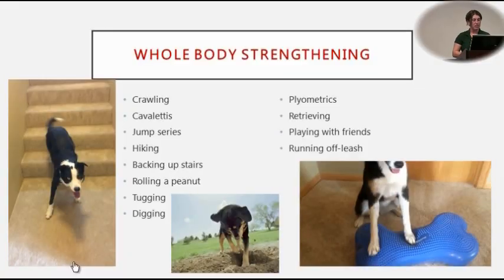Hiking is definitely a good strengthening exercise. Like I said, the things that we think are endurance exercises with our dogs are sometimes more strengthening exercises, and hiking is definitely one of those. If the dog is stopping and sniffing and coming back to you and pausing and things like that, that's a lot less endurance and a lot more strength. Backing up stairs is a good one. Probably more forelimb than hind limb, but definitely a lot of core engagement and a fair amount of hind end.